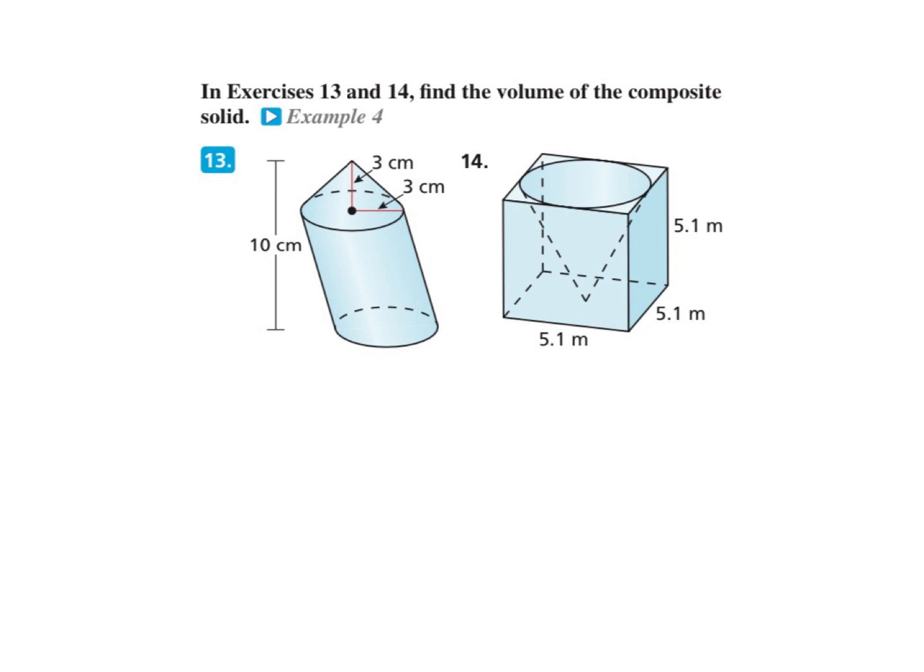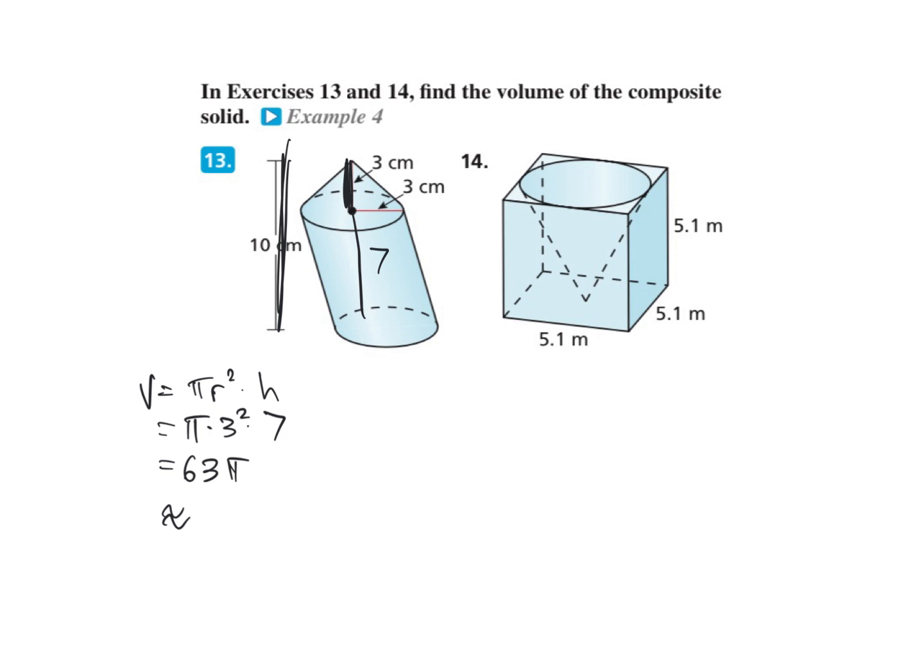Okay, number 9, the volume of the composite. So we're doing 2 volumes here. The volume of the cylinder is the area of the base times the height. So the radius is 3. The height is not 10. From here to here, this would be 7. This whole length is 10. You got to subtract off this 3 here. All right, so 9 times 7 is 63. And then you do times pi. So 63 times pi is going to give you 197.92. But that's just the cylinder.